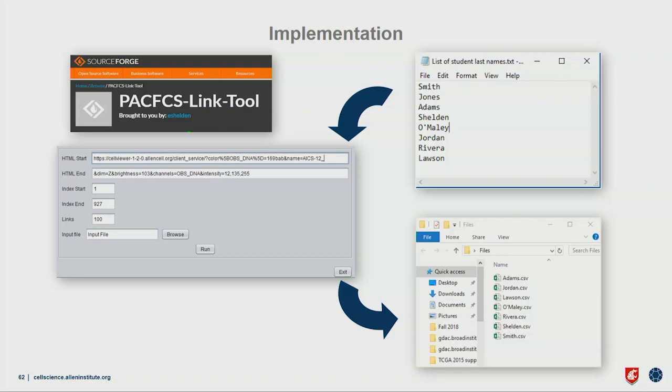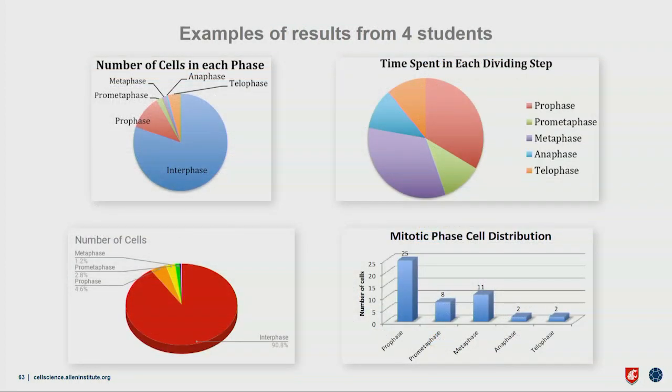And all it does is take a text file with the list of student names and crank through, pull out a random sample of those 927 images, make each student an Excel spreadsheet, and put that out. And then you can upload this to a web server or email each student their own file, and they get their own unique set of images to quantify and analyze.